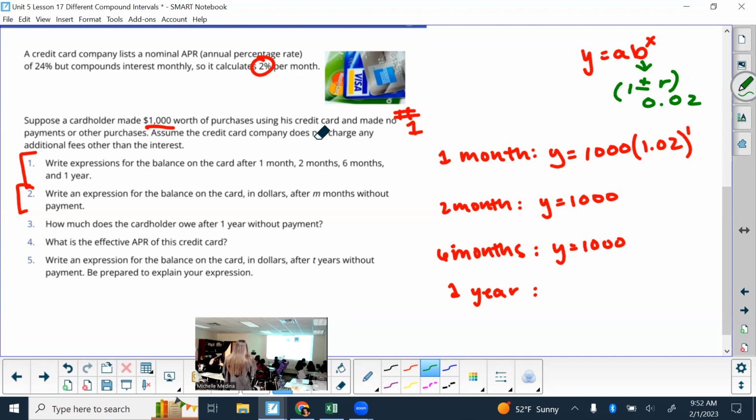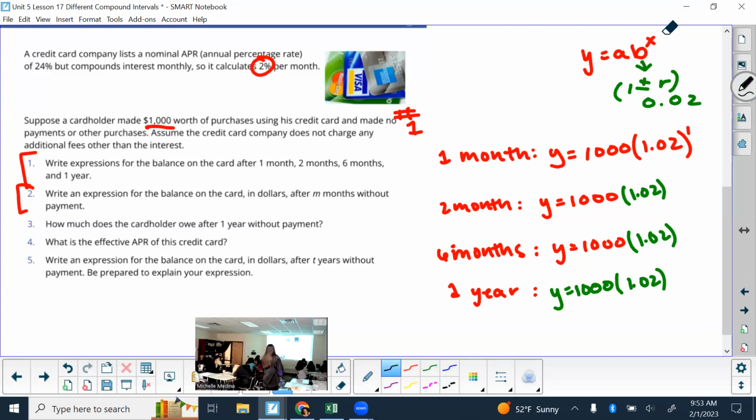All right, is the rate changing, class, for any of these? No. All right, the only thing that's changing is the time frame, which has no effect on the B. Well, I mean, I guess it kind of does, but not in the parentheses. What does the X usually stand for, table 4? Time. So is the time frame changing each time, guys? Yes, we're looking at 1 month, 2 months, 6 months, and 1 year. So that's the only thing that's changing about this.